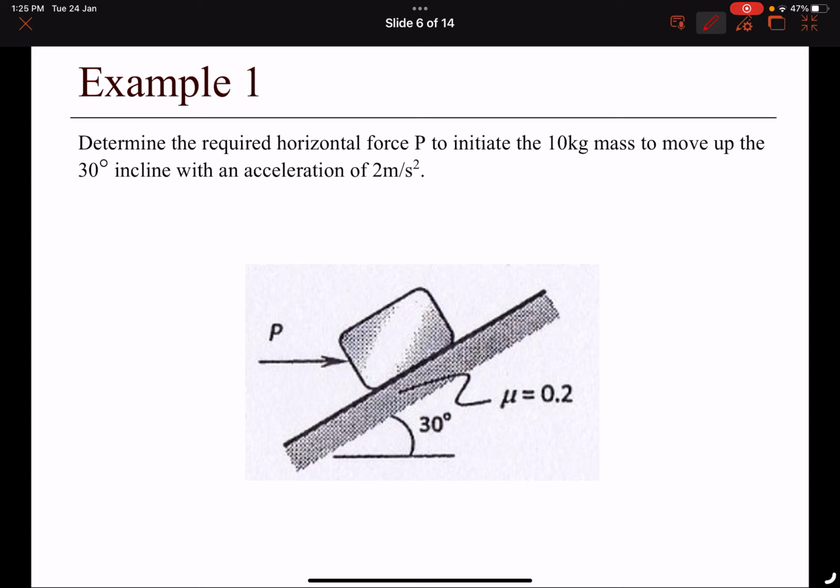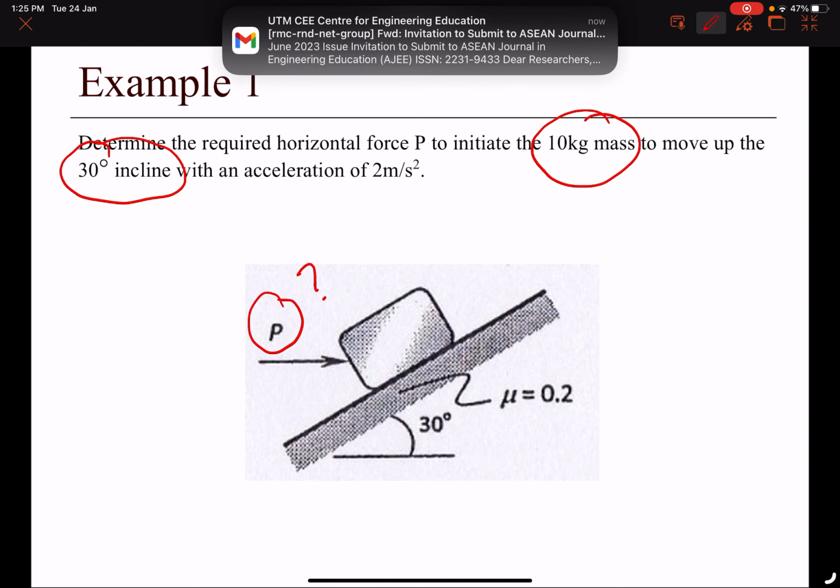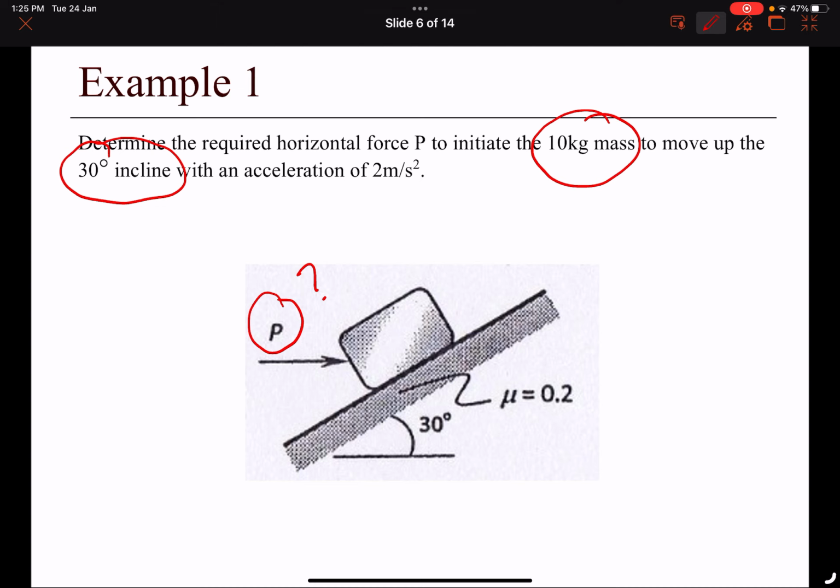Okay, so example 1: you have to determine the required horizontal force P to initiate the 10 kilogram mass to move up the 30 degree incline with an acceleration of 2 meter per second square. So the question is asking you to find P. What is the value of P when the box with this mass moves up the 30 degree inclination with an acceleration of 2 meter per second square?